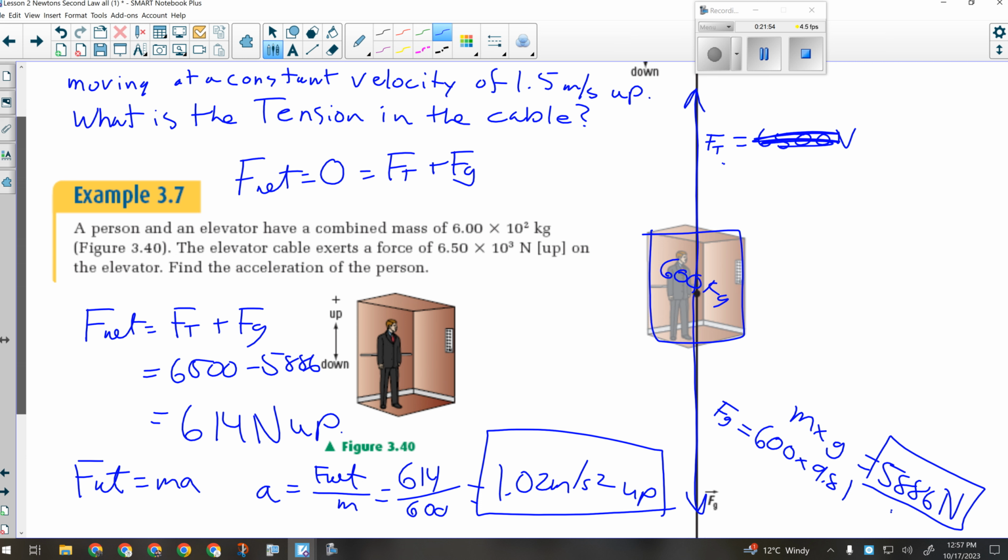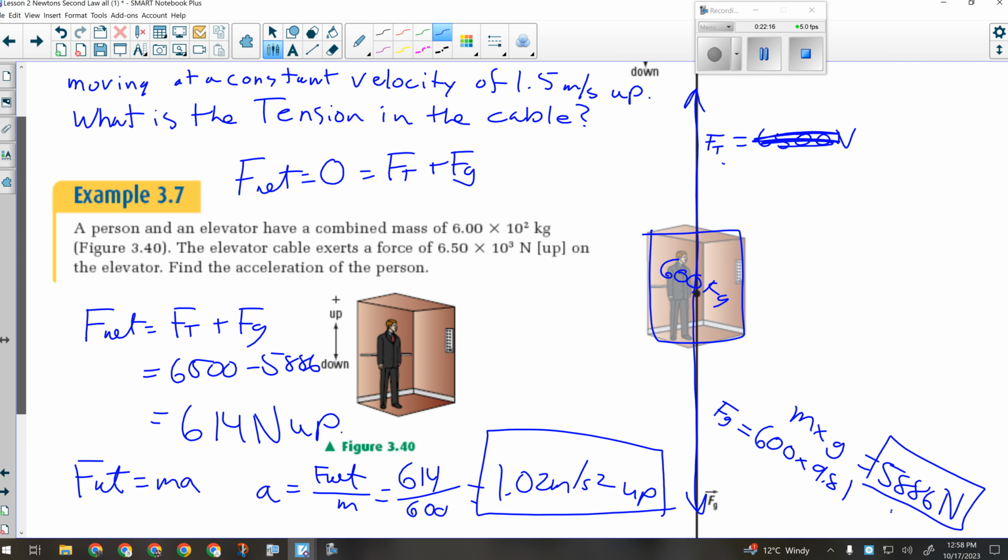This is how the cruise control in your car works. If you've ever set cruise control in your car, what cruise control does is make sure that the force the engine is exerting forwards is the same as all the drag forces acting backwards. And as a result, your car maintains a constant speed by maintaining a net force of 0.